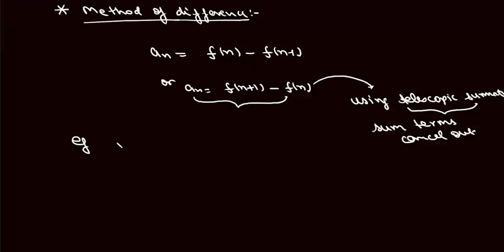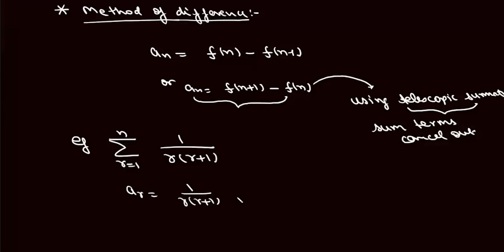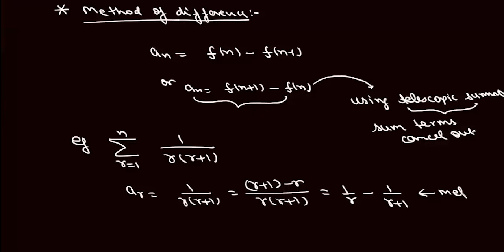Say for example, we have to find the sum of this series where r varies from 1 to n, 1 upon r into r plus 1. Now, this is your rth term. We can write it as r plus 1 minus r upon r into r plus 1. Now we can separate them, and in the first term r plus 1 will cancel, so we write 1 upon r, and in the second one r will cancel, so we write 1 upon r plus 1. Now this is the method of difference.